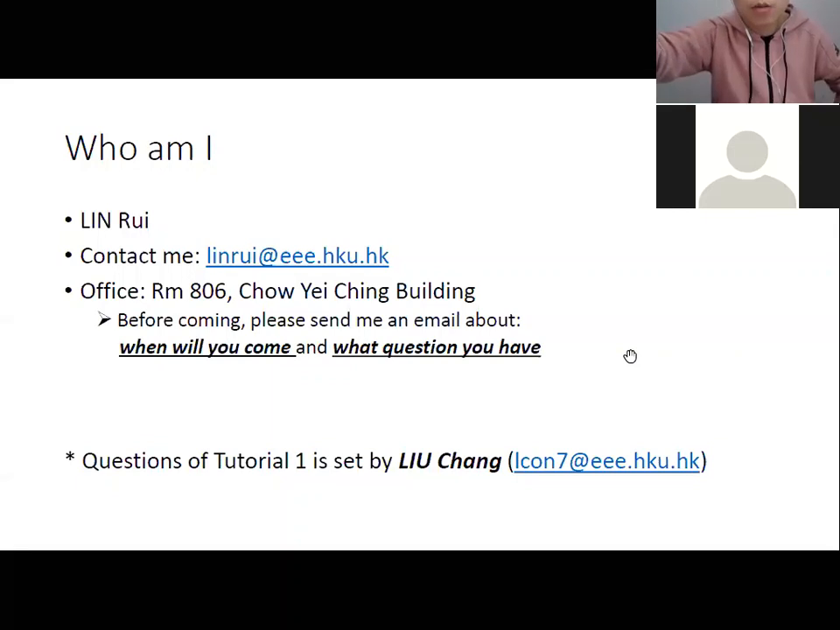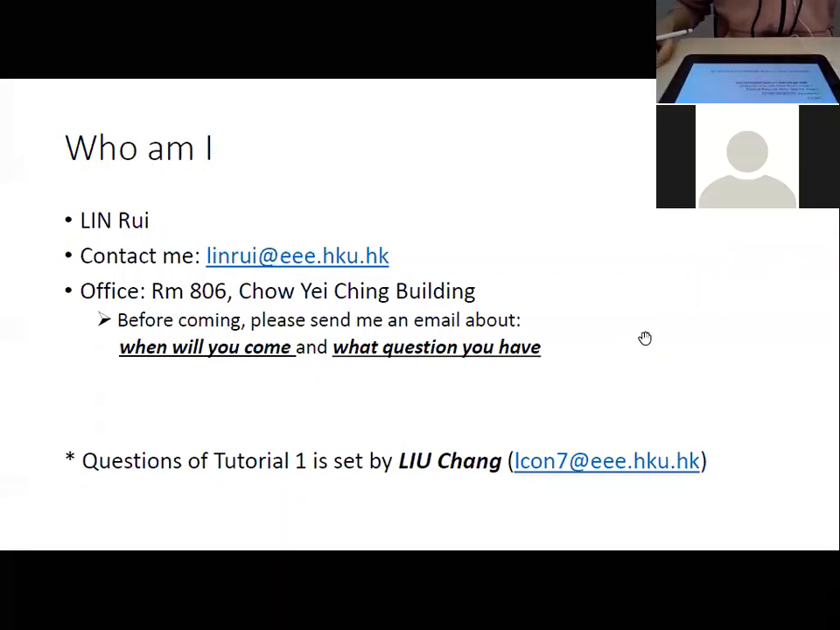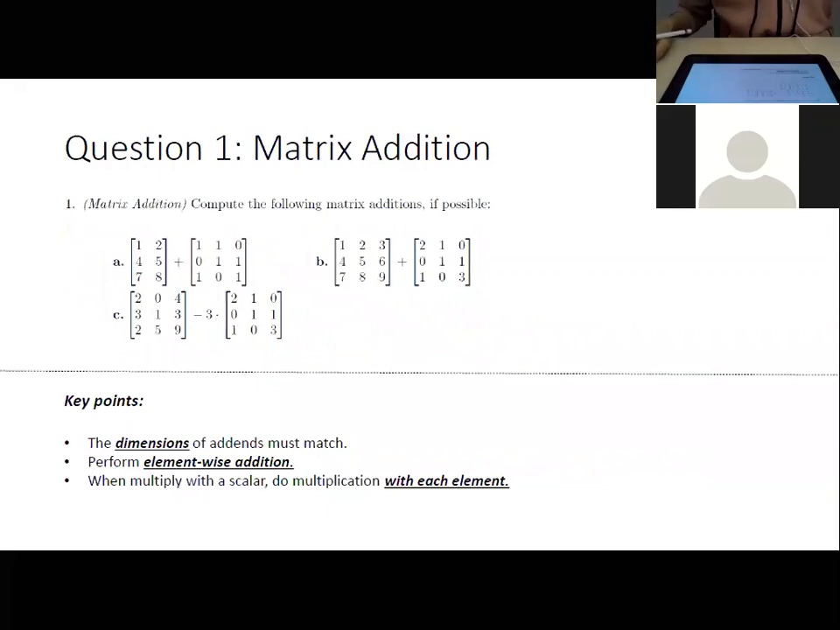Now we begin our tutorial. We come to question 1. For question 1, we talk about matrix addition. For matrix addition, we have 3 key points. The first point is that the dimensions of addends must match. And the second point is that when we perform matrix addition, we should perform element-wise addition.